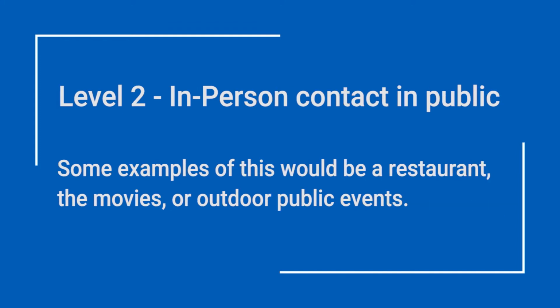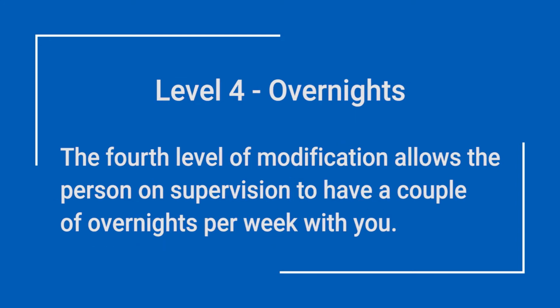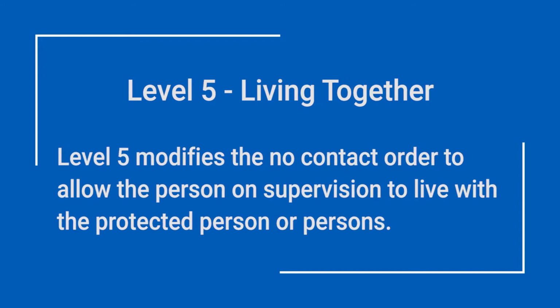The second level of contact adds in-person contact in public areas. Some examples of this would be a restaurant, the movies, or outdoor public events. The third level includes contact at a private residence. This would cover anyone's home, such as yours, theirs, and even a friend or family member's home. This level also allows you and the other person to drive in a car together. The fourth level of modification allows the person on supervision to have a couple of overnights per week with you. Lastly, level 5 modifies the no contact order to allow the person on supervision to live with the protected person or persons. You may request some or all of these different types of contact.